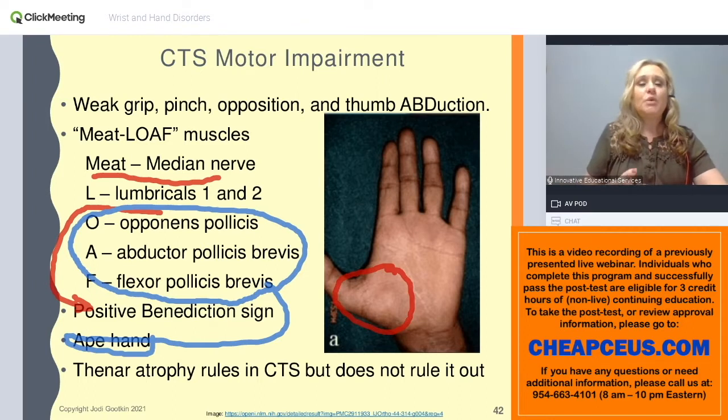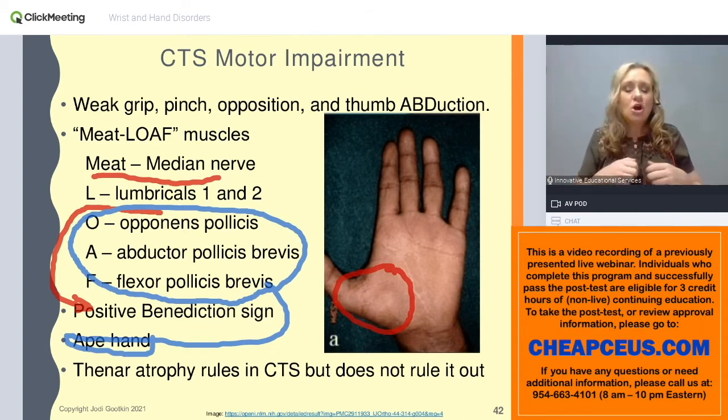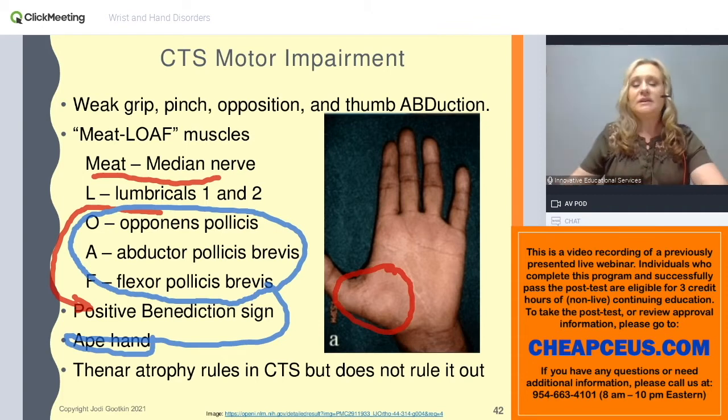Individuals are going to present with weak grip and pinch. They'll tend to have clumsiness of their hand. Maybe they say they're having difficulty opening jars, closing buttons, things of that nature.